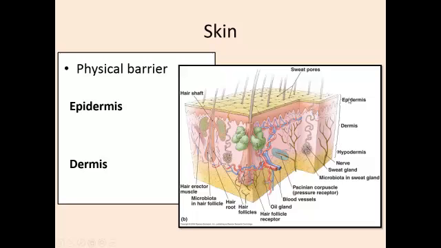Skin comes in two parts: the epidermis, which is the outermost layer, and the dermis. At the base of the epidermis, you have stem cells that produce lots and lots of cells continually. As these daughter cells move up to the surface, they flatten out.